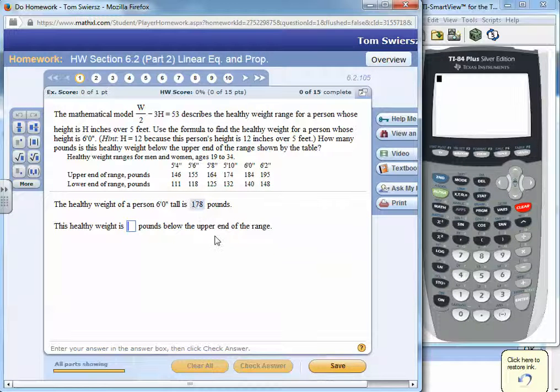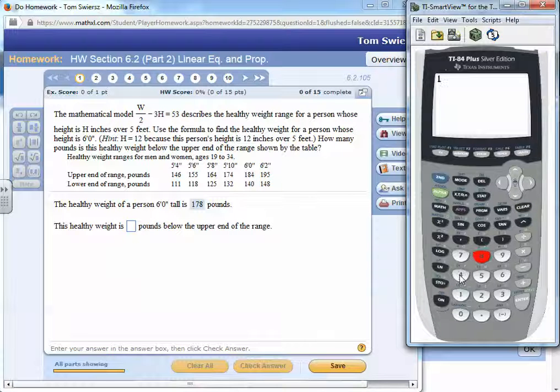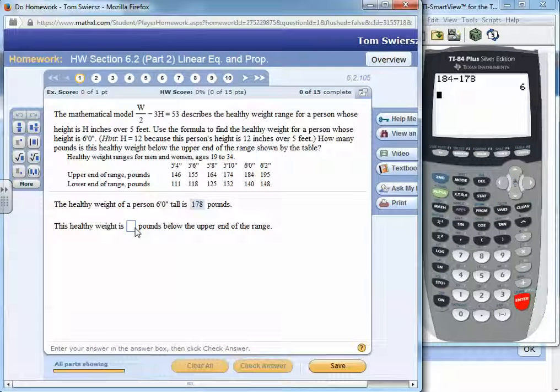And the healthy weight is pounds below the upper end of the range. So the upper end of the range for 6 feet is 184, right? So 184 minus 178 gives us a weight of 6 pounds below the upper end.